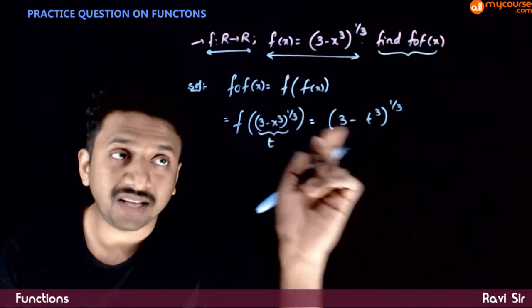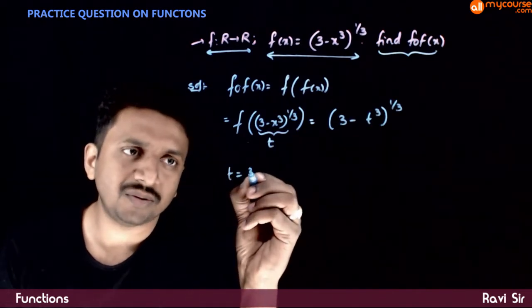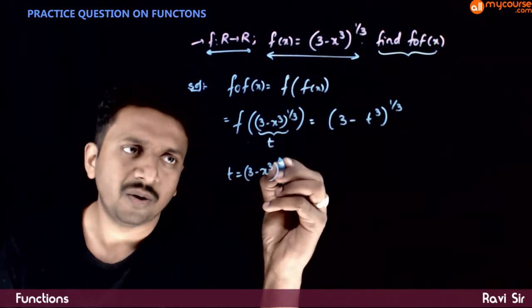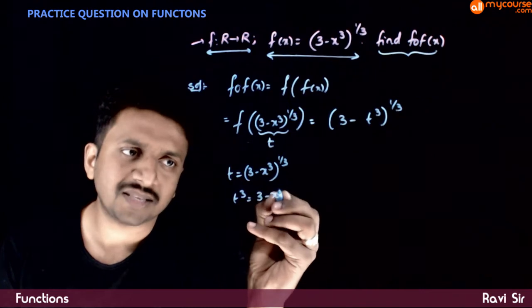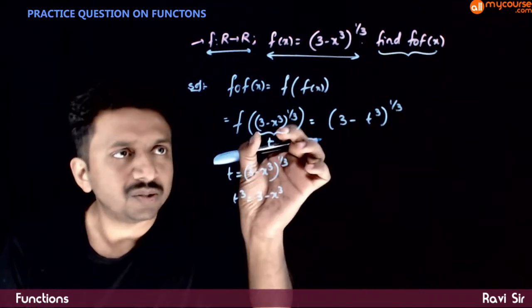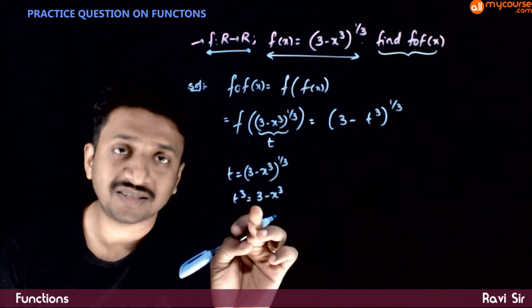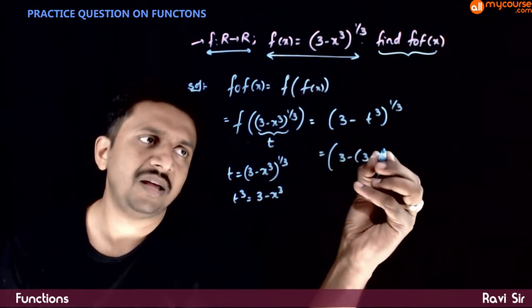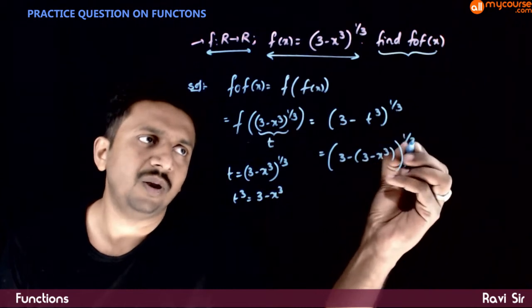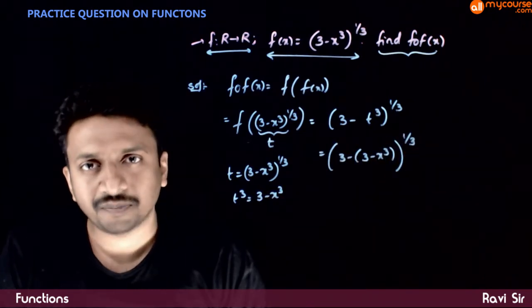So you need to find t cube. Here t is equal to (3 minus x cube) whole power 1 by 3. So t cube is 3 minus x cube. So this expression whole cube is 3 minus x cube. So we get 3 minus of (3 minus x cube) whole power 1 by 3.